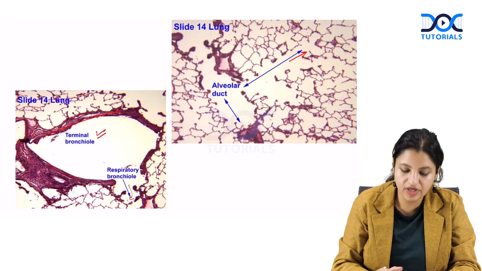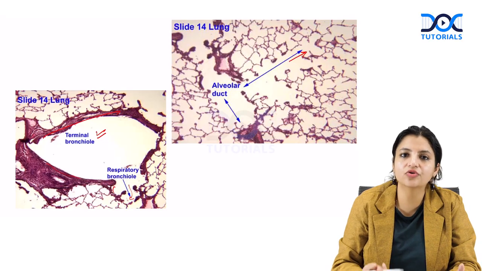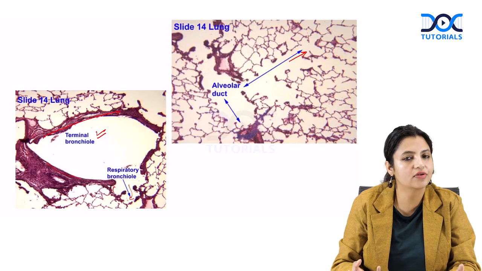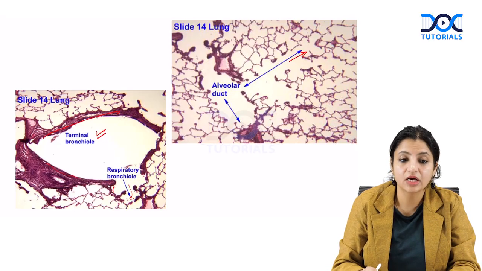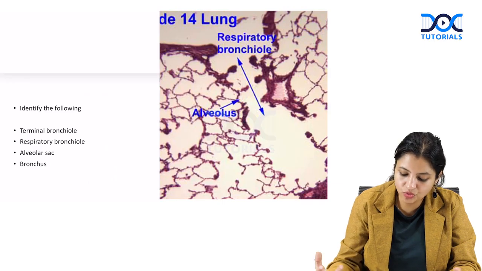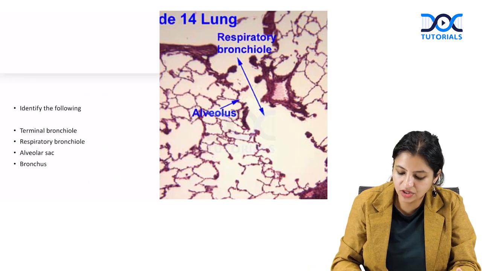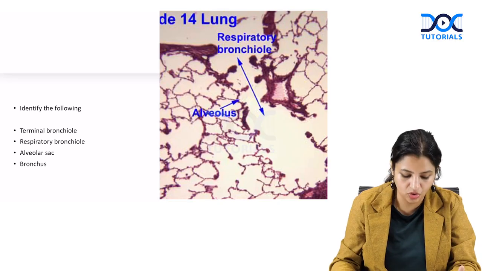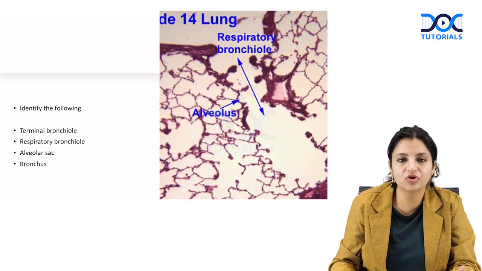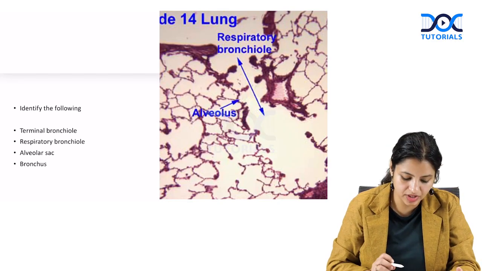So you should be very, very clear with these: terminal bronchiole, respiratory bronchiole, and alveolar ducts. Depending upon the question, what was marked, if it is connecting to the alveolus, it has to be a respiratory bronchiole. If it is not connected to the alveolus and has a thickened epithelium, then it is an alveolar duct.